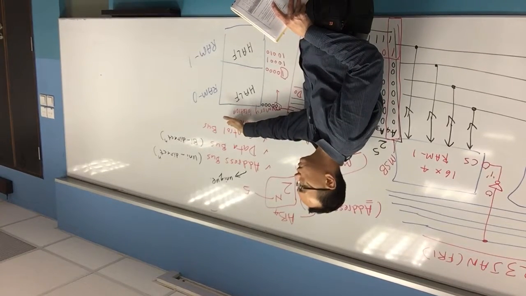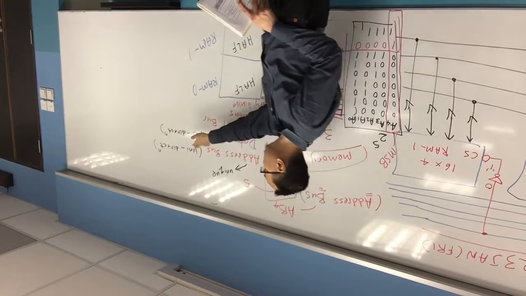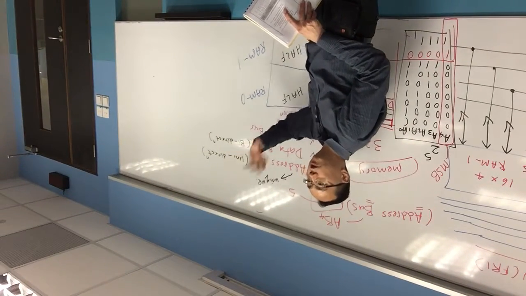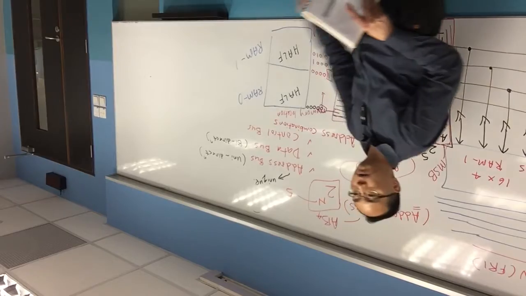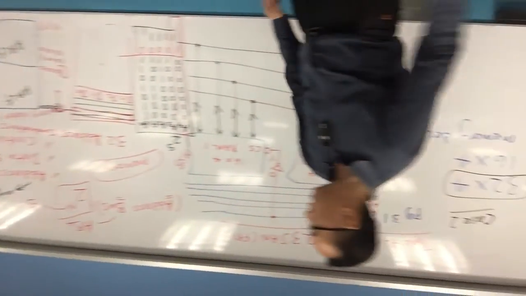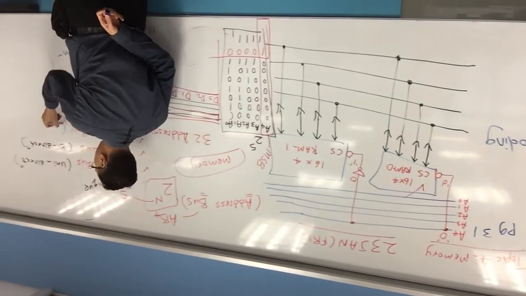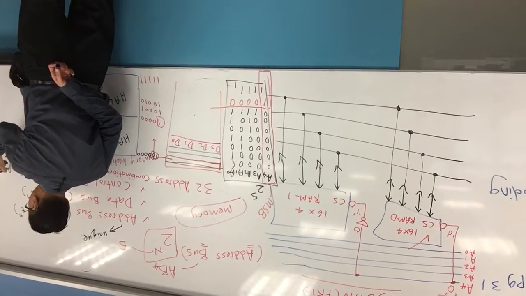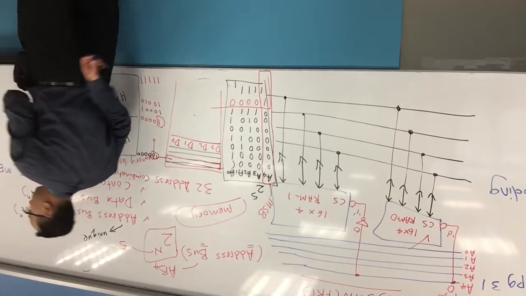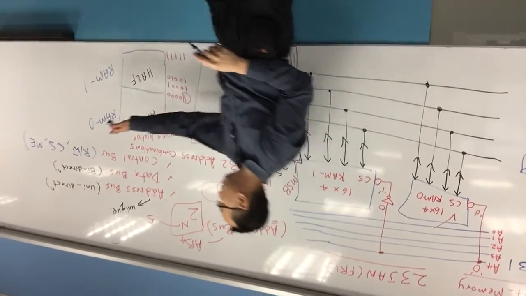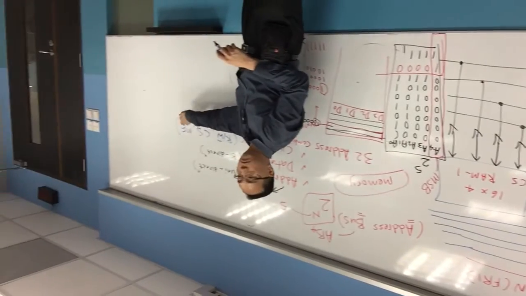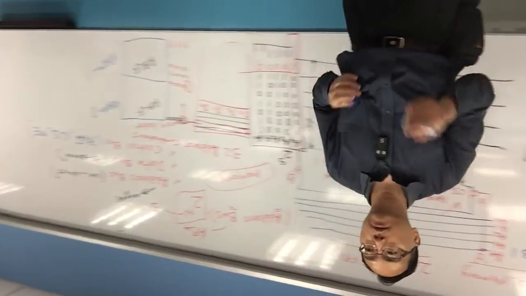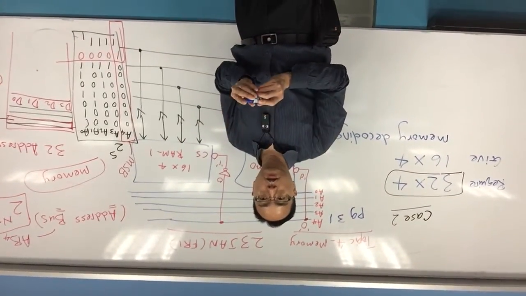Data bus, control bus. The address bus is unidirectional, remember. The data bus is bidirectional because you can read and write. And you have the control bus. Control bus refers to things like the read-write, and chip select, or ME sometimes, memory enable. So chip select and memory enable are actually the same thing, used interchangeably.